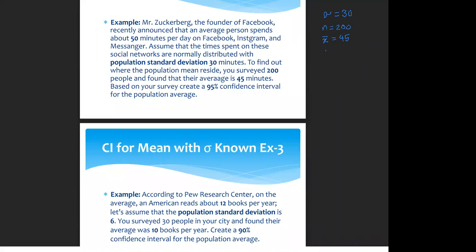So your confidence level is 0.95 or 95%. Alpha is equal to 1 minus 0.95, which is 0.05. So alpha over 2 is going to be 0.025. Now we draw the diagram, right? We draw the diagram and let's go ahead and draw it.